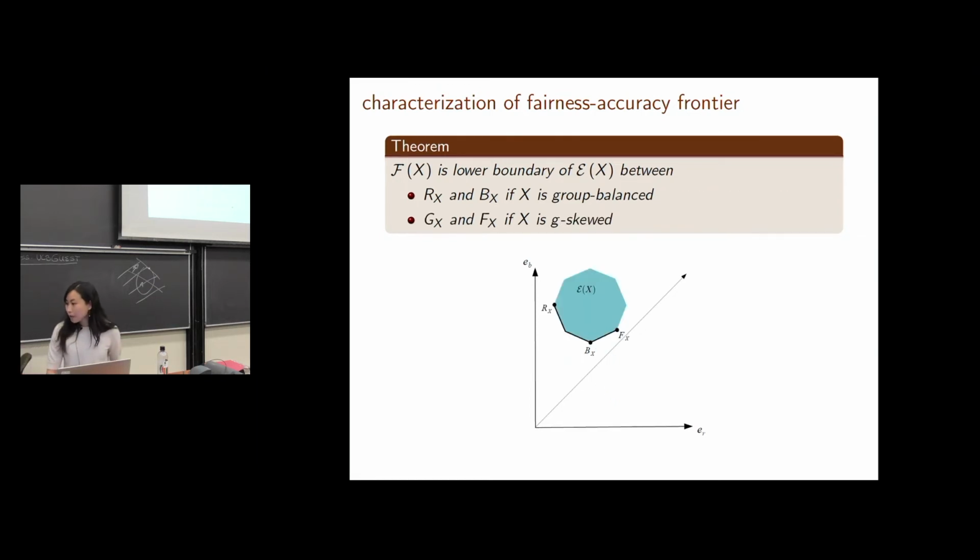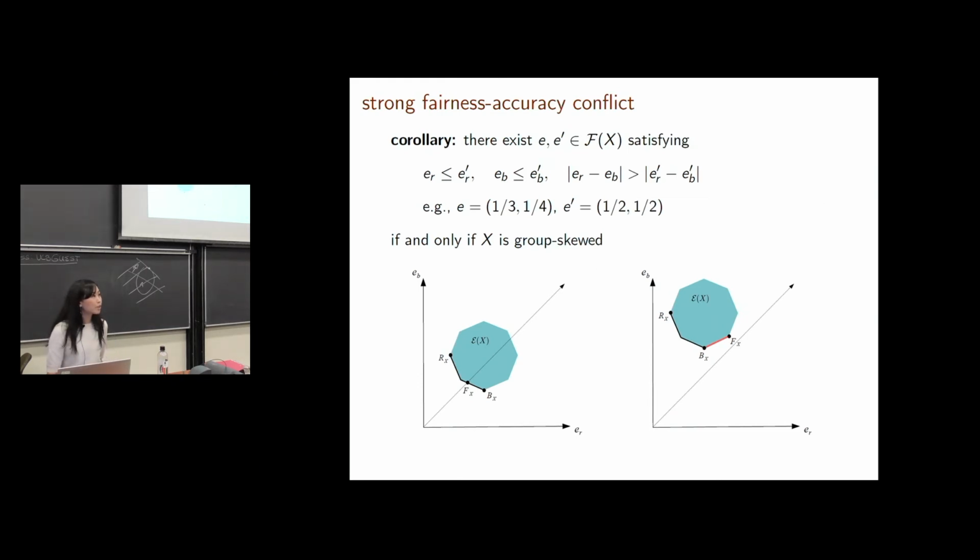Now in contrast, if X is group skewed, so this is an example, we've got Rx and Bx on the same side of the 45-degree line. In that case, the fairness accuracy frontier is that part of the lower boundary ranging from one of the group optimal points, whichever group X is skewed towards, all the way to the fairness maximizing point, Fx. So in this case, the fairness accuracy frontier still includes the usual Pareto frontier from Rx to Bx, but now there's also this additional segment or sequence of segments connecting that frontier to the fairness maximizing point, Fx. So from this, we can immediately already understand something about the nature of fairness accuracy conflicts.